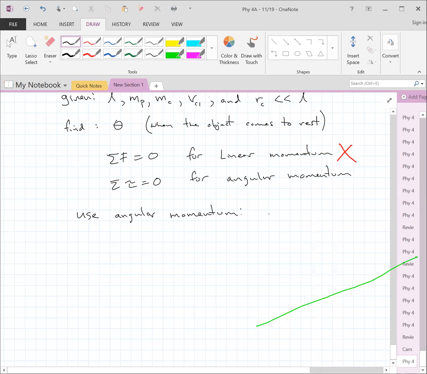To go from time 1 to time 2, right? And then once we get through the collision, then we're going to use energy to go from time 2 to time 3.